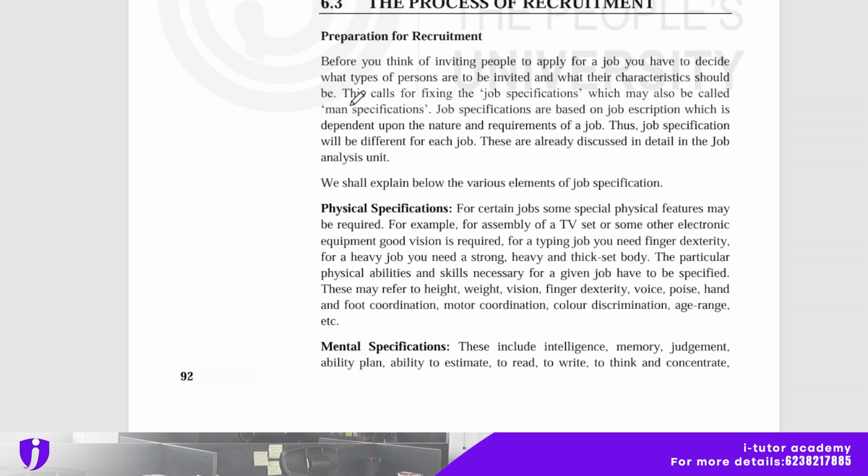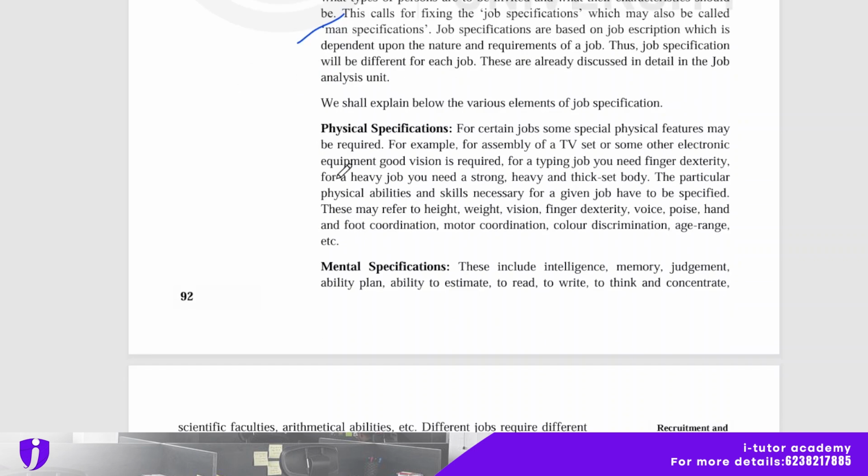Preparation for recruitment. Before you think of inviting people to apply for a job, you have to decide what type of persons are to be invited and what their characteristics should be. This calls for fixing the job specification, which may also be called man specification. Job specifications are based on job description, which is dependent upon the nature and requirement of a job. Thus, job specification will be different for each job. These are already discussed in detail in the job analysis unit. We shall explain below the various elements of job specification.